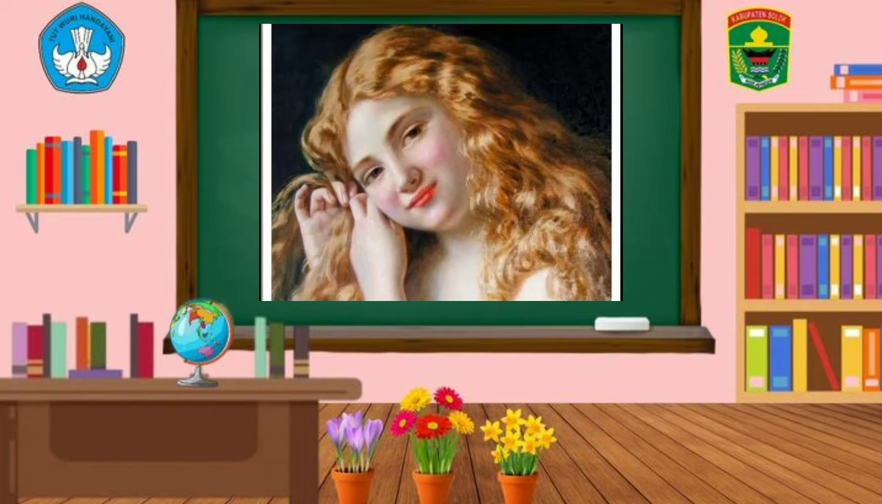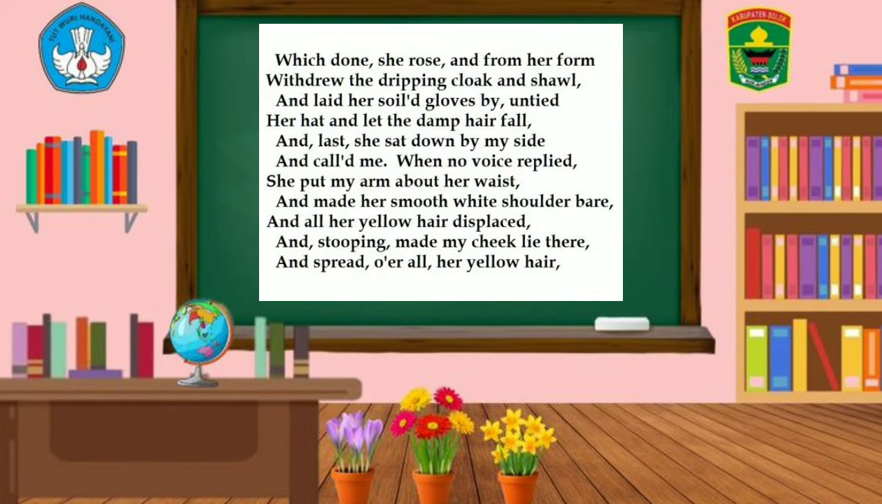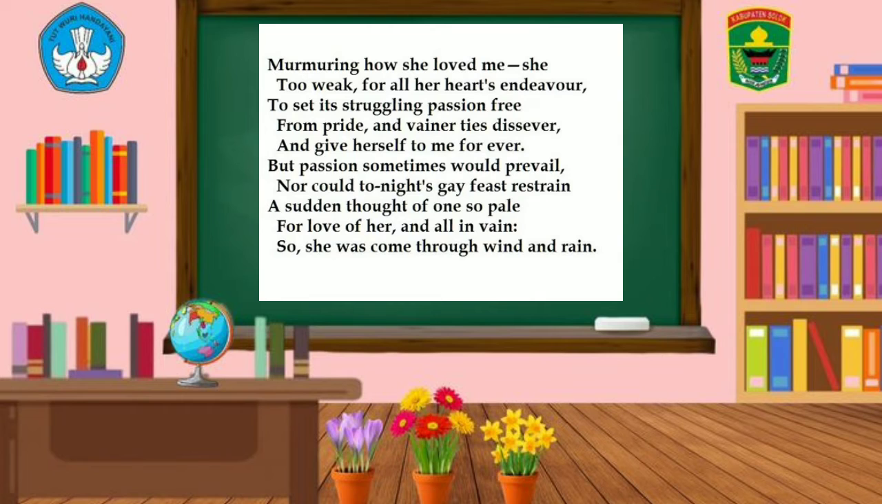And at last she sat down by my side and called me. When no voice replied, she put my arm about her waist, and made her smooth white shoulder bare, and all her yellow hair displaced, and stooping, made my cheek lie there, and spread o'er all her yellow hair. Murmuring how she loved me, she too weak, for all her heart's endeavour, to set its struggling passion free from pride, and vainer ties dissever, and give herself to me forever. But passion sometimes would prevail, nor could tonight's gay feast restrain a sudden thought of one so pale for love of her, and all in vain.